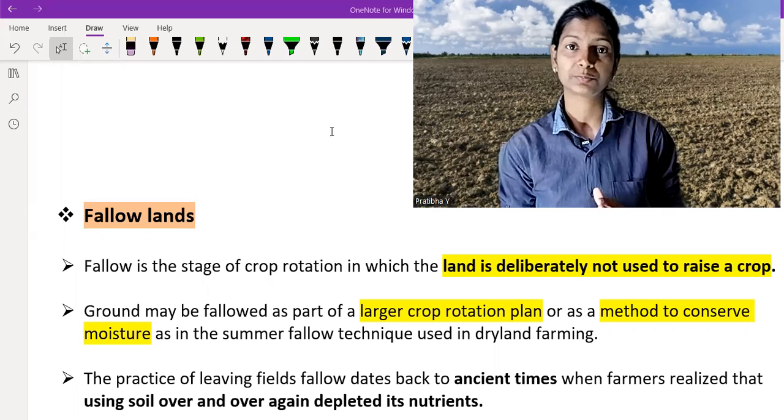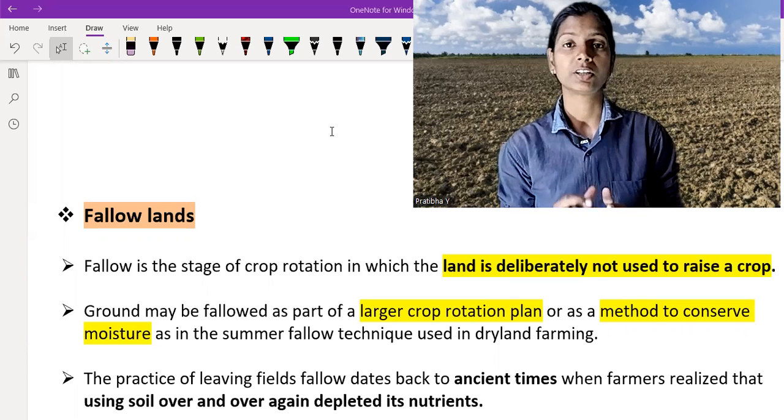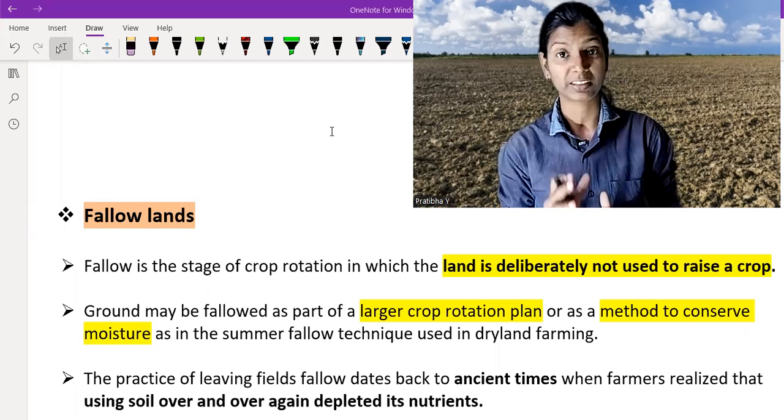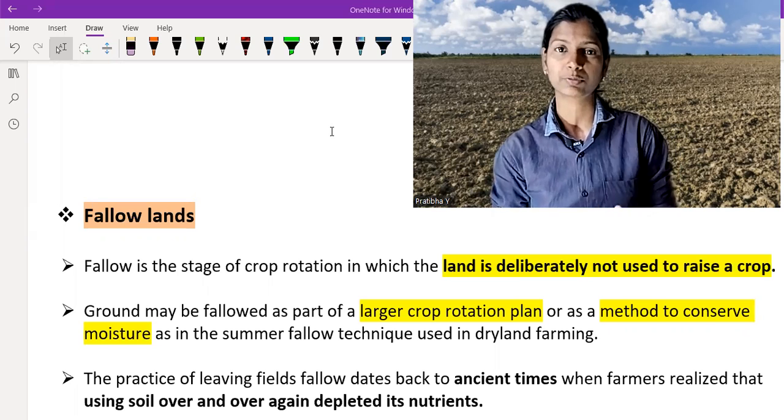Namaskaram friends. In this video I am going to talk about what fallow land is, and why fallow land is very important in terms of crop rotation, productivity, conserving the nutrients of soil, as well as nitrogen fixation. It has been very prevalent in many parts of the world from ancient times, because ancient people did many activities in sync with nature.